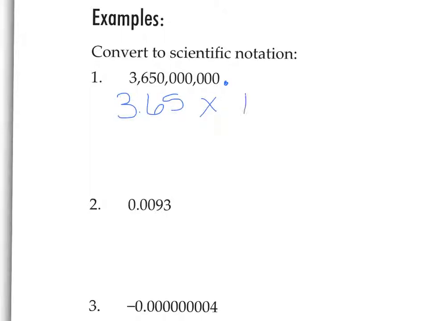Then we're going to multiply times some power of 10. Now we have to decide whether this exponent should be positive or negative. This is a big number, so this should be a positive exponent. How many places did we move the decimal? Looks like 9, so this exponent is going to be 9. There's a decimal here.